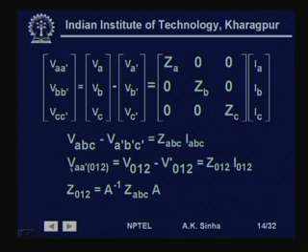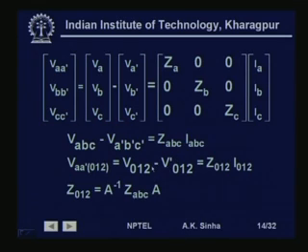Now, this can also be written in terms of sequence components as VAA'012 is equal to V012 minus V'012, that is positive sequence voltages at point F and positive sequence voltages at point F'.